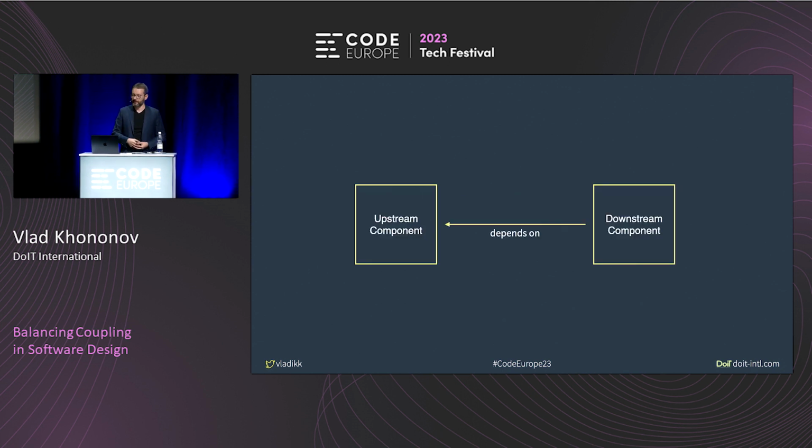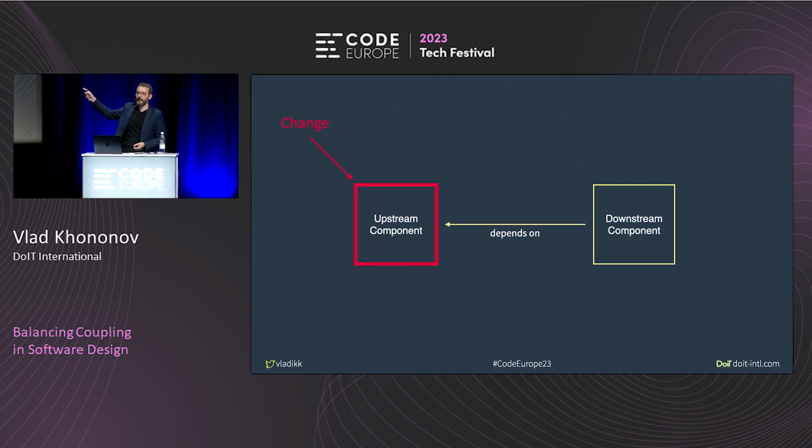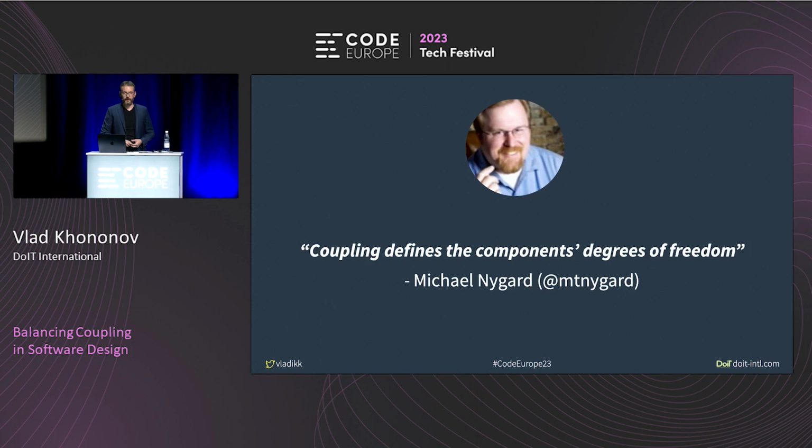Now, let's see a quick example. Let's say we have two coupled components. This downstream here on the right, it references and thus depends on the upstream component on the left. The arrow between them, that relationship, it defines how these components are integrated. It defines how a change in the upstream component is likely to break the integration and require cascading changes in other parts of a system.